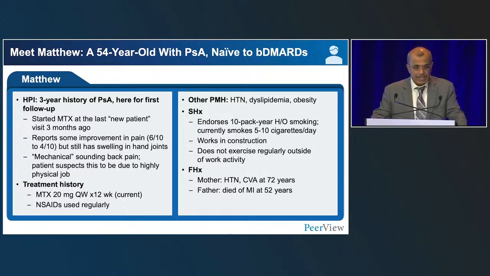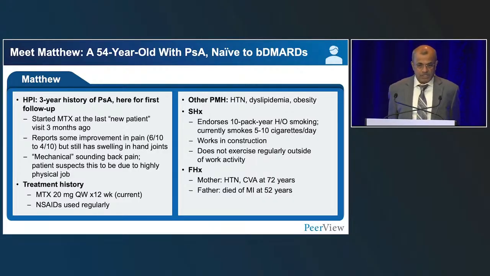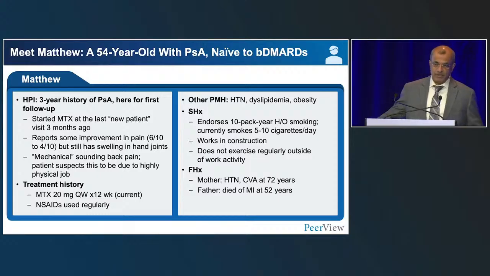so 3 months. And he takes non-steroidals regularly, which is a little bit problematic because he has hypertension, dyslipidemia, and obesity. He endorses a 10 pack-year history of smoking, still smokes, works in construction, does not exercise, and he has a family history of hypertension and CVA in his mom, and his dad died at the age of 52 with myocardial infarction.